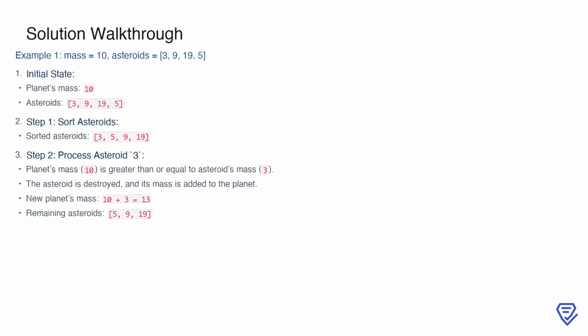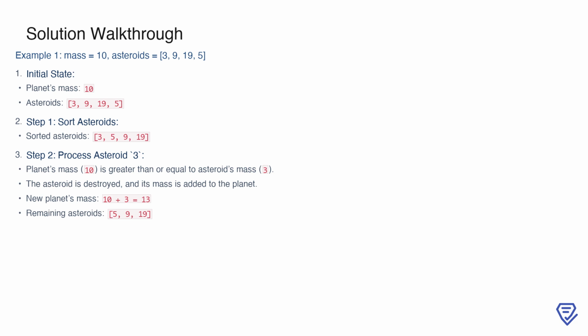To solve the problem, let's start with the first example where the planet's initial mass is 10 and the asteroids are 3, 9, 19, 5. The first step is to sort the asteroid array, which gives us 3, 5, 9, 19. Sorting helps us process the smallest asteroid first, making it easier to destroy asteroids sequentially.